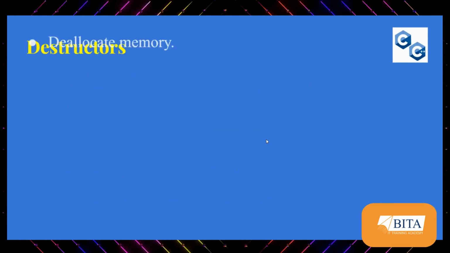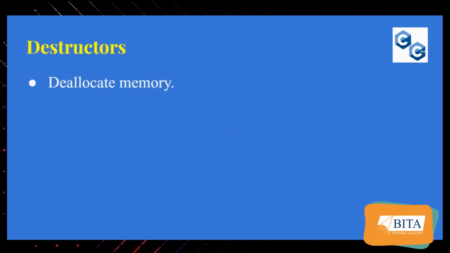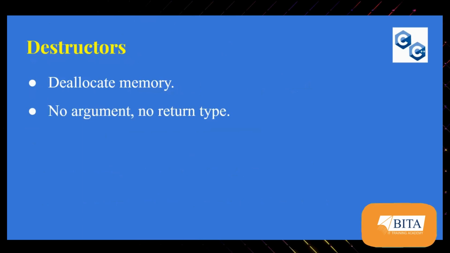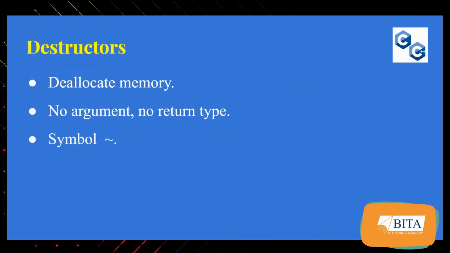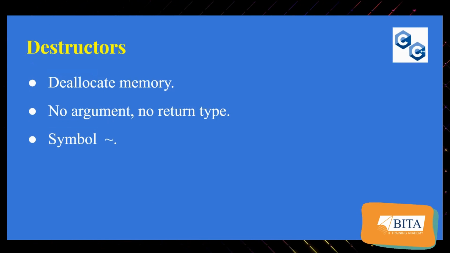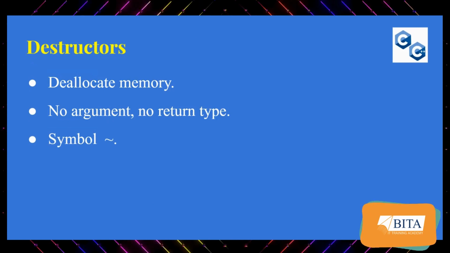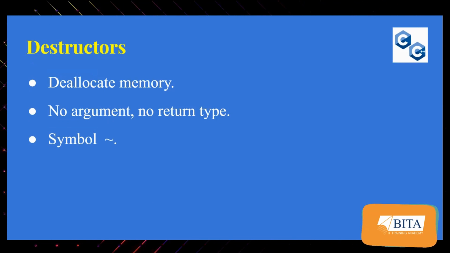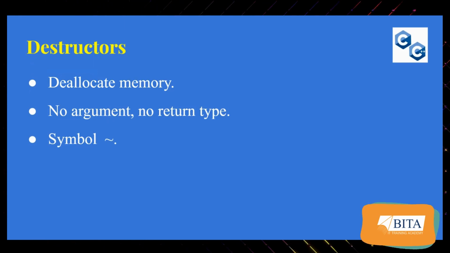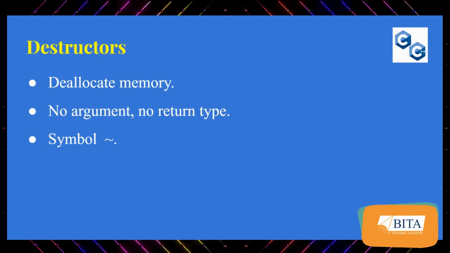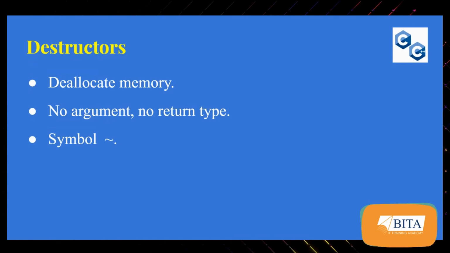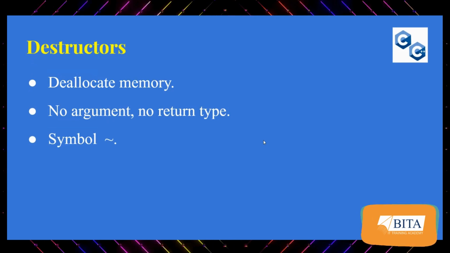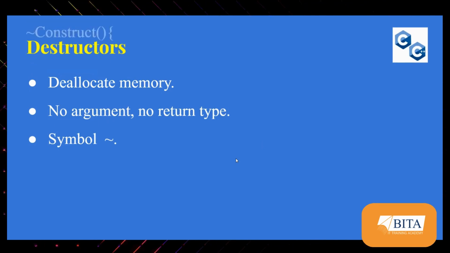Now we learn about the destructors. The destructor is used to deallocate the memory, and it is called when an object is destroyed. It has no argument or return type. It is preceded with the tilde symbol. It is not possible to define more than one destructor, and they are used to reduce the memory space occupied by the object created by the constructor.